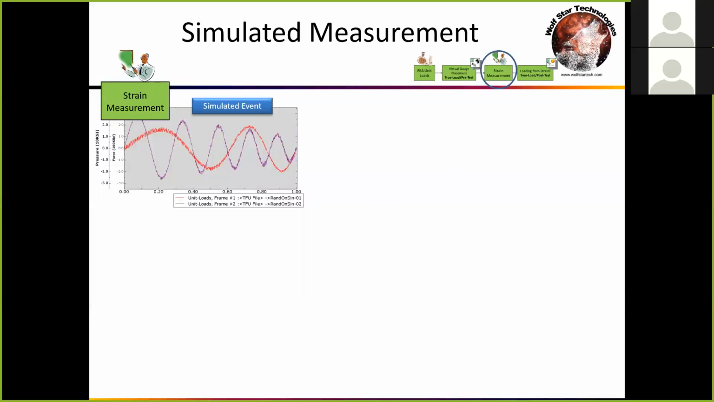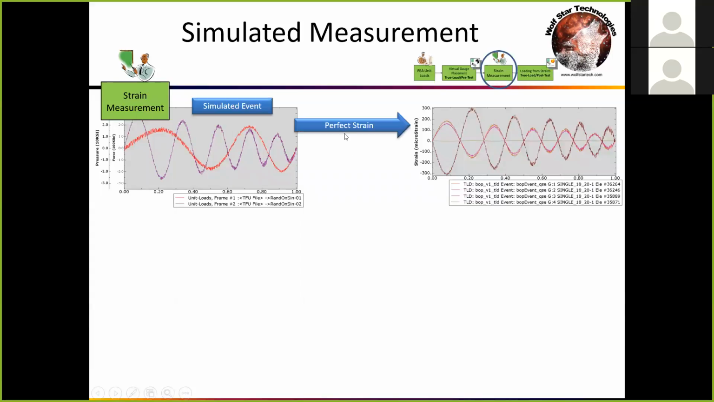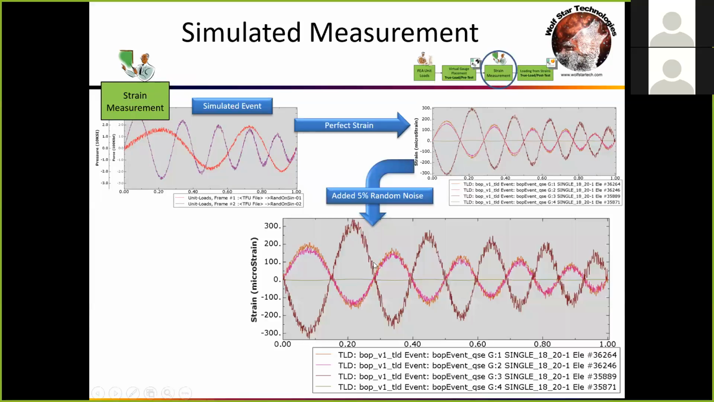And then what I did to test out the application a little bit more is I made up a simulated event. So basically I took that compression load and that pressure load and ran them through a sine sweep with some random noise on it, and used that to generate simulated strains on these gauges. So now these are perfect strains on these strain gauges. And to make the problem a little bit harder, I took these simulated strains and added 5% random noise on it. So now we've got something that might look like real test data with noise on the data.